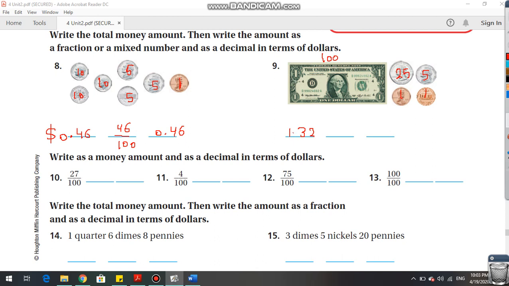So I have a dollar. I have here a dollar. Okay, and I have 32 as decimal. And I'm gonna write the sign of a dollar.